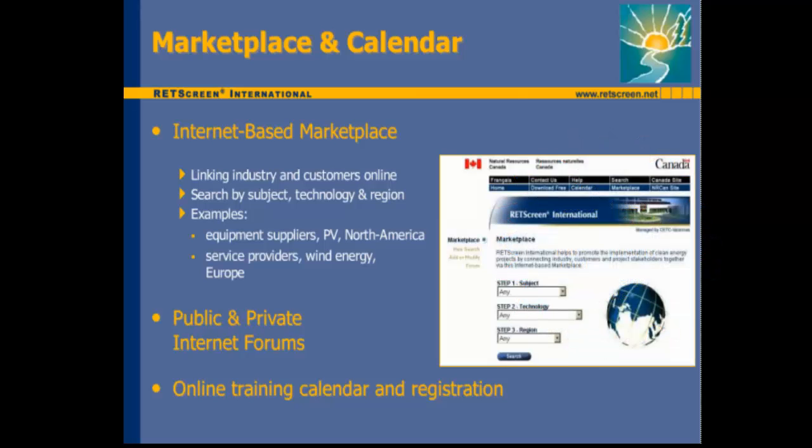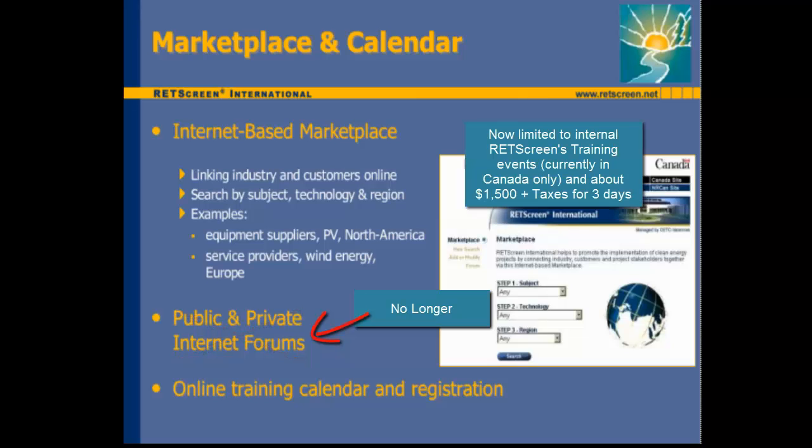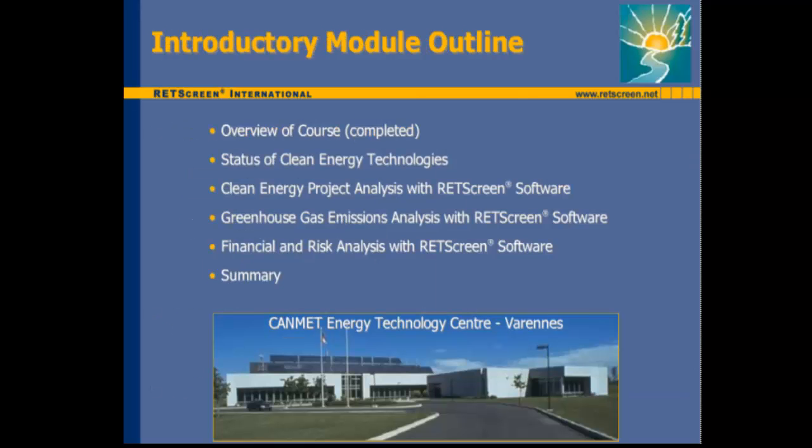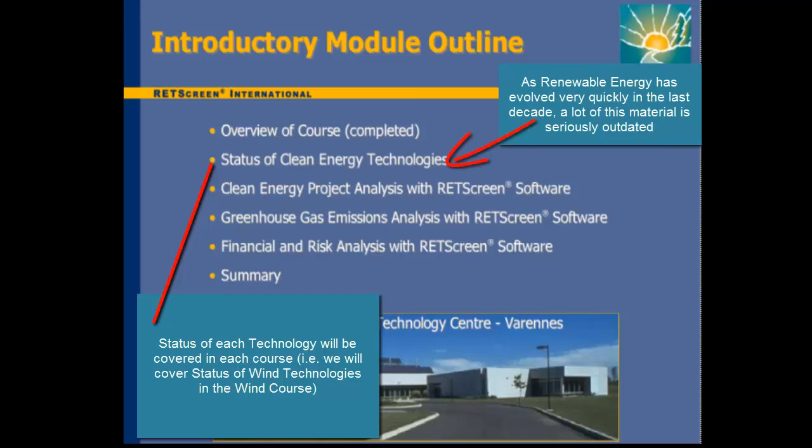Marketplace and calendar. The website also hosts a marketplace linking industry and customers online through a database searchable by subject, technology, and region. There are also public and private forums for the exchange of information and a calendar listing upcoming training events taking place around the world. It is possible to register for these training sessions through the website itself. Introductory module outline. This introductory module proceeds through various presentations. In addition to this overview, now completed, there are the presentations listed on this slide.